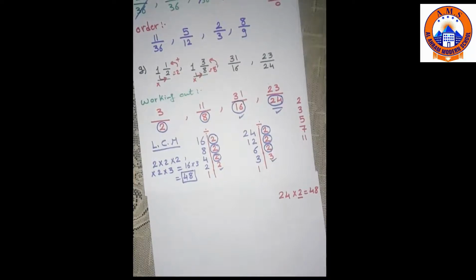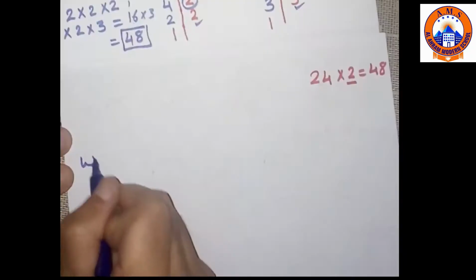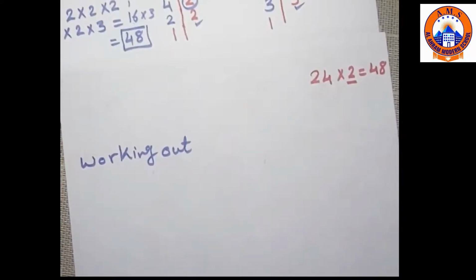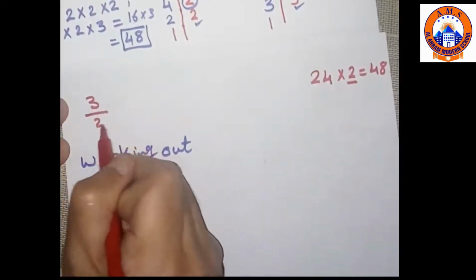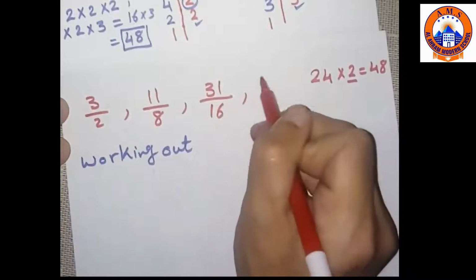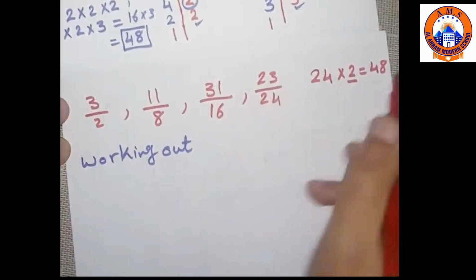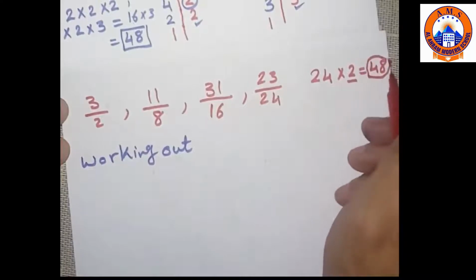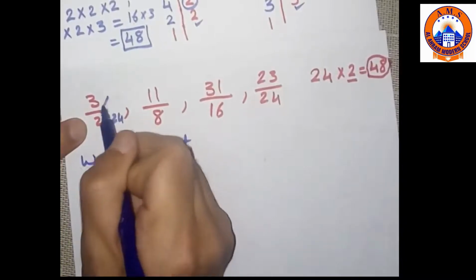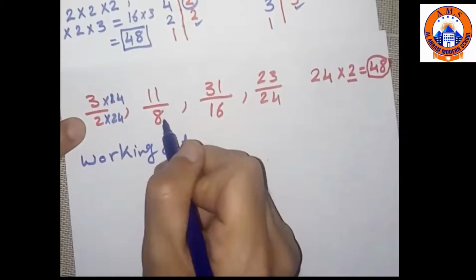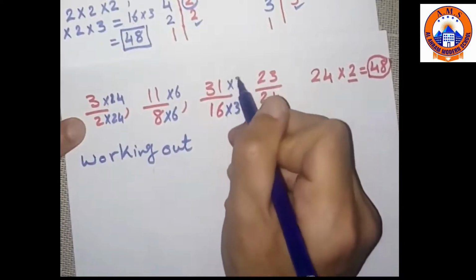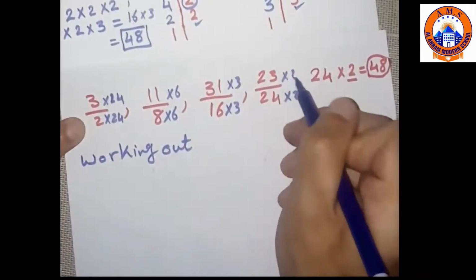So let's make these fractions ready by making the working out. The fractions that we have were 3 over 2 and 11 over 8 and 31 over 16 and 23 over 24. Our goal is to make all the fractions with denominator 48. So this 2 when multiplied by 24 will be 48, and this 8 when multiplied by 6 will be 48. 16 by 3 will be 48, and 24 by 2 will be 48.